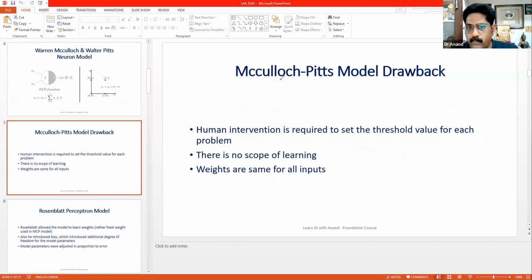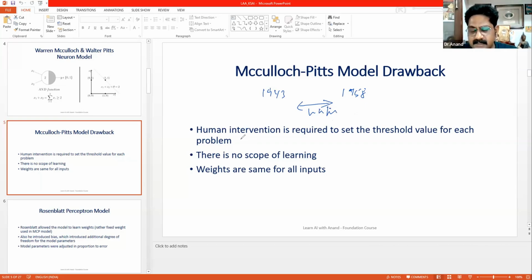Why was the McCulloch-Pitts model not so popular? Again, an immediate winter period happened. After 1943, the next big breakthrough happened only in 1958. So the middle is the winter period, the winter period in AI research. There was not much development happening.